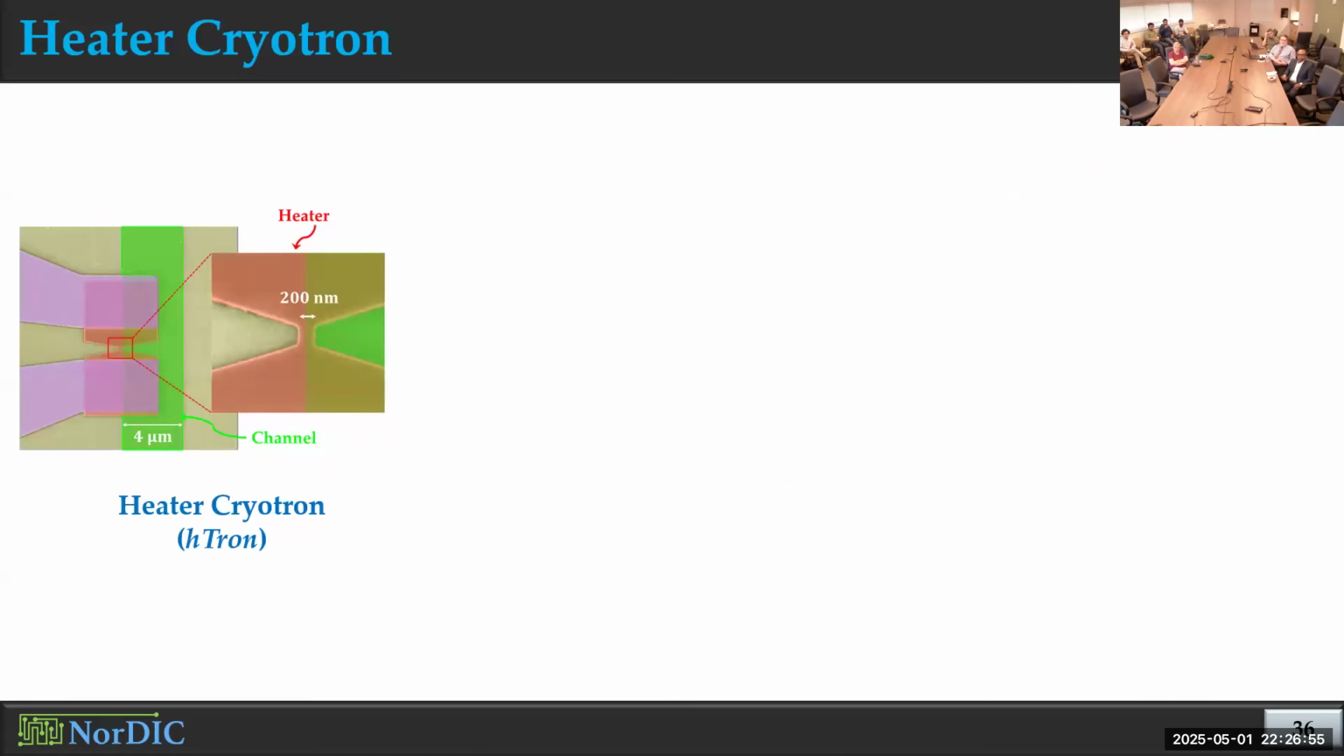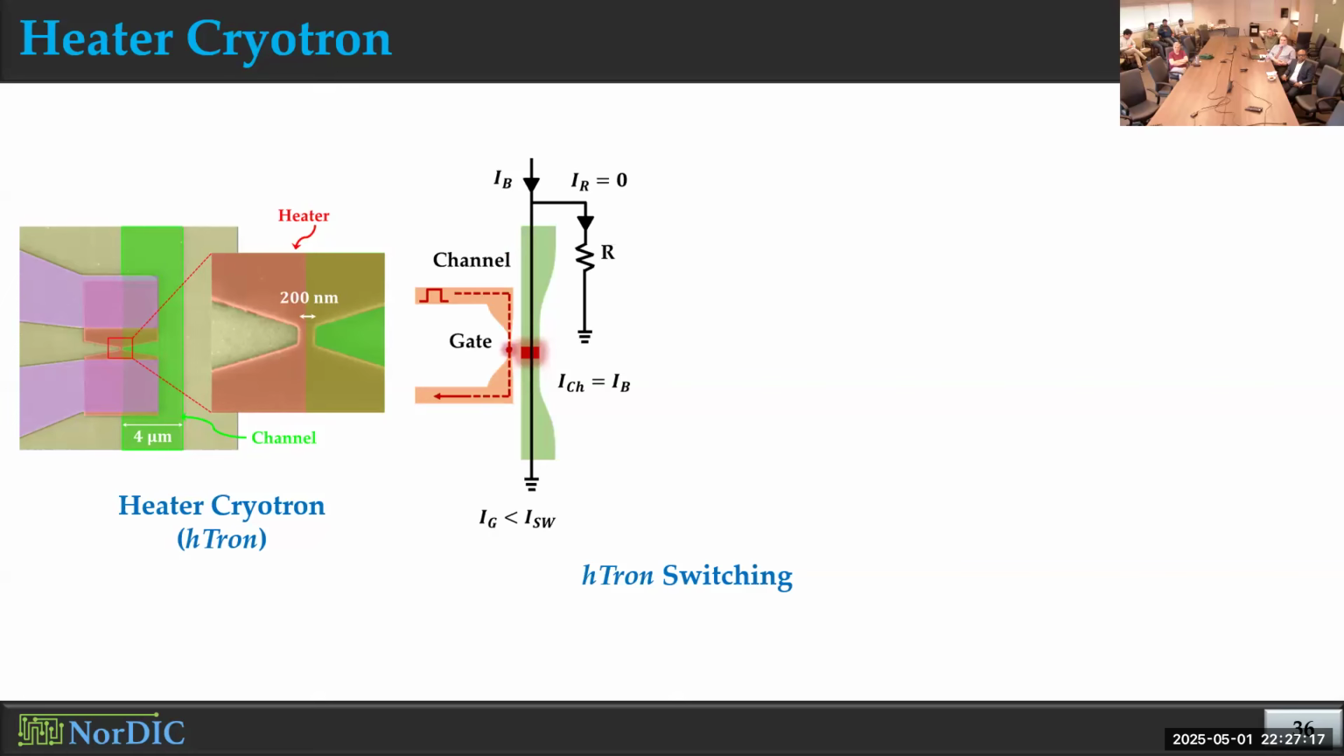Then we use this another superconducting device called heater-tron, and for this we actually collaborated with a group from NIST. They fabricated this device and shared a lot of experimental data with us. We used that data and we developed a lookup table based model to explore their circuit level applications. So in this device, we have two different superconducting nanowires. One forms the gate and another forms the channel.